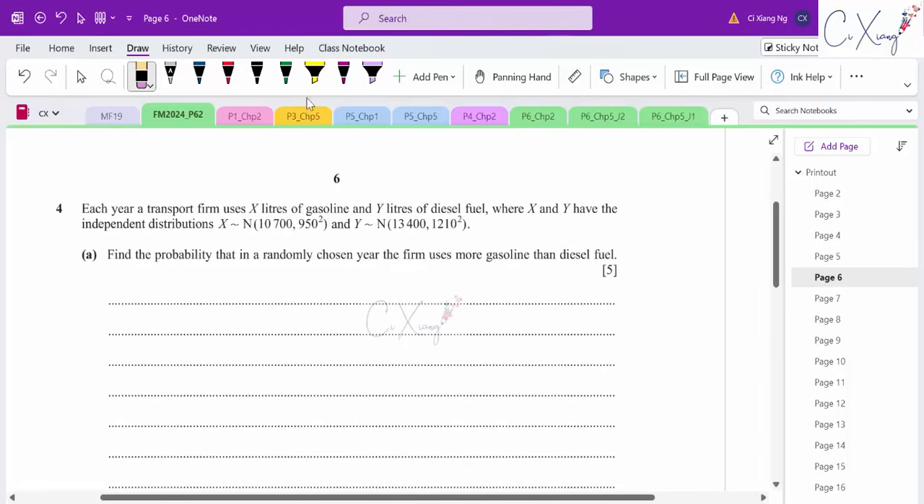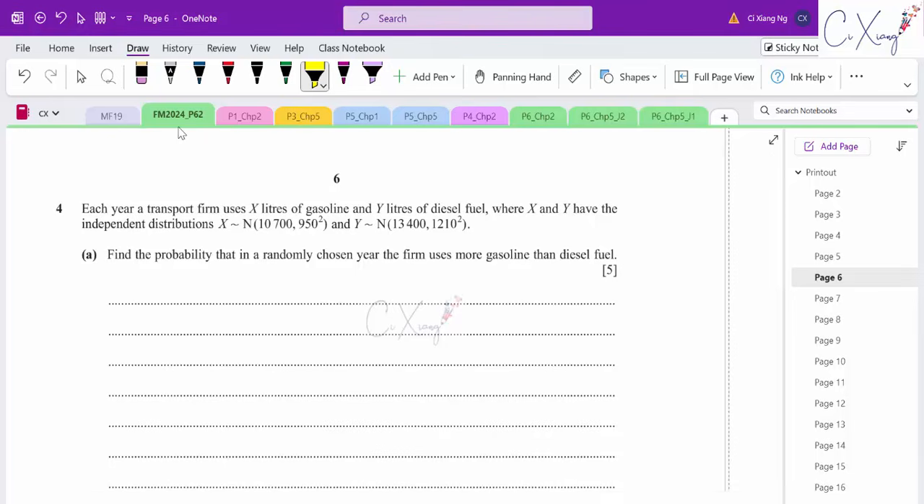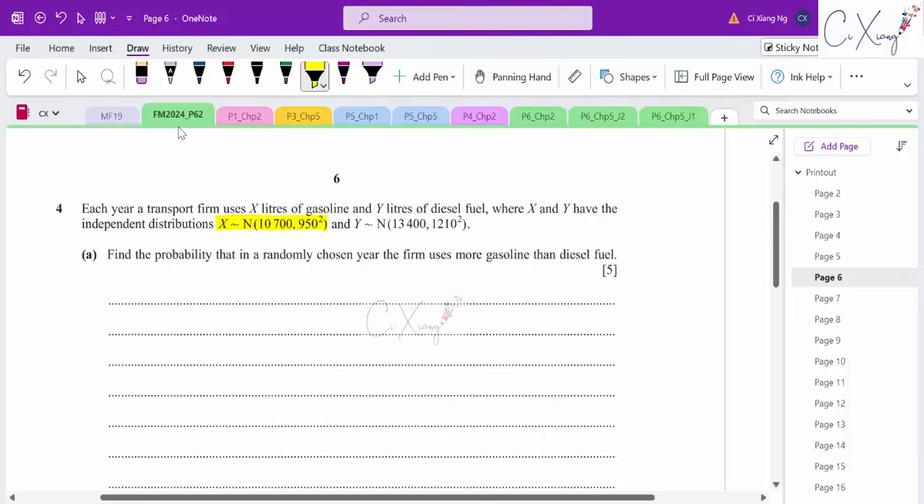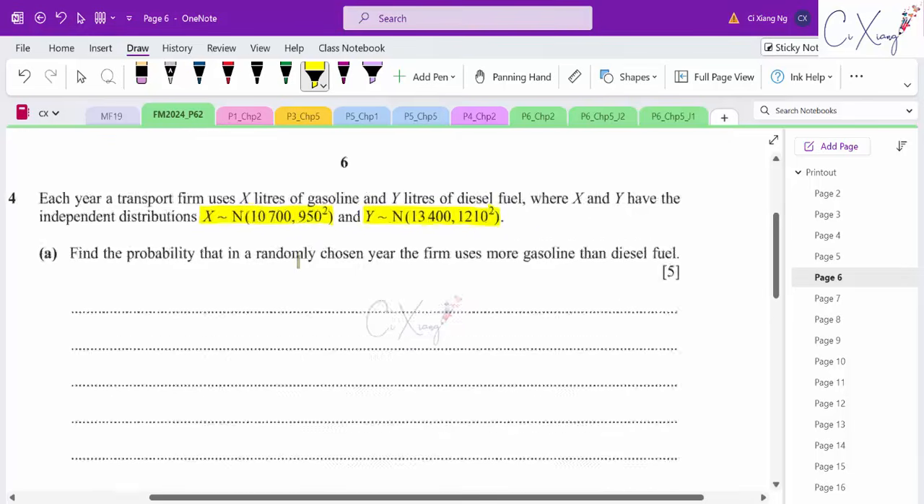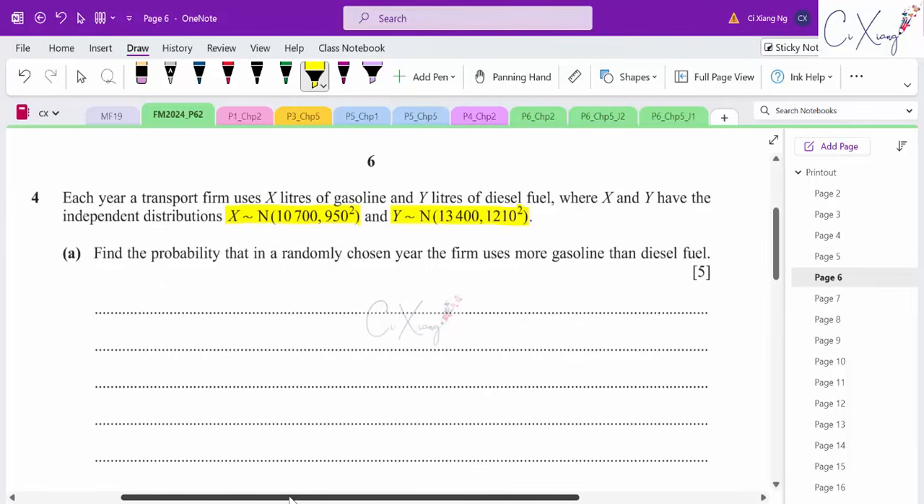Okay, so we are at question number 4 now. Every year, a transport firm uses X liters of gasoline and also Y liters of diesel fuel. X and Y are both normally distributed, so you can see very clearly here. I think this one should be a linear combination of random variables. Okay, let's have a look at the question.